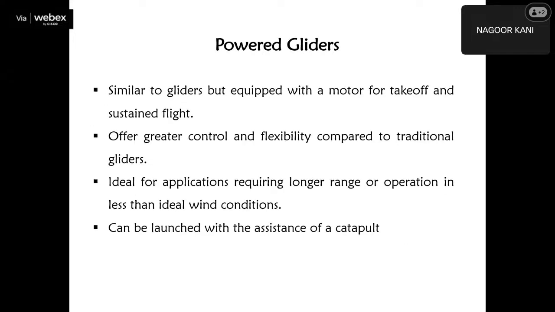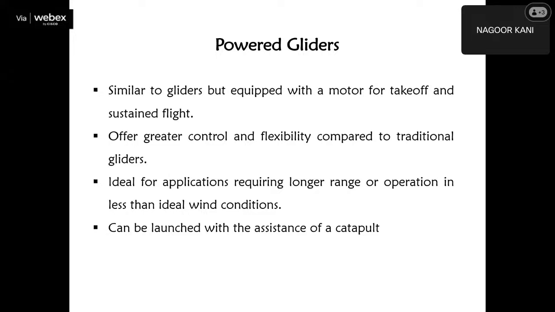So powered gliders. The name itself indicates that the gliders have power. It is powered by electric or some other source of energy. Powered gliders bridge the gap between traditional gliders and motorized fixed wing drones. They share the aerodynamics of gliders but come equipped with a motor, providing the ability to take off independently and maintain flight even with less than ideal wind conditions.